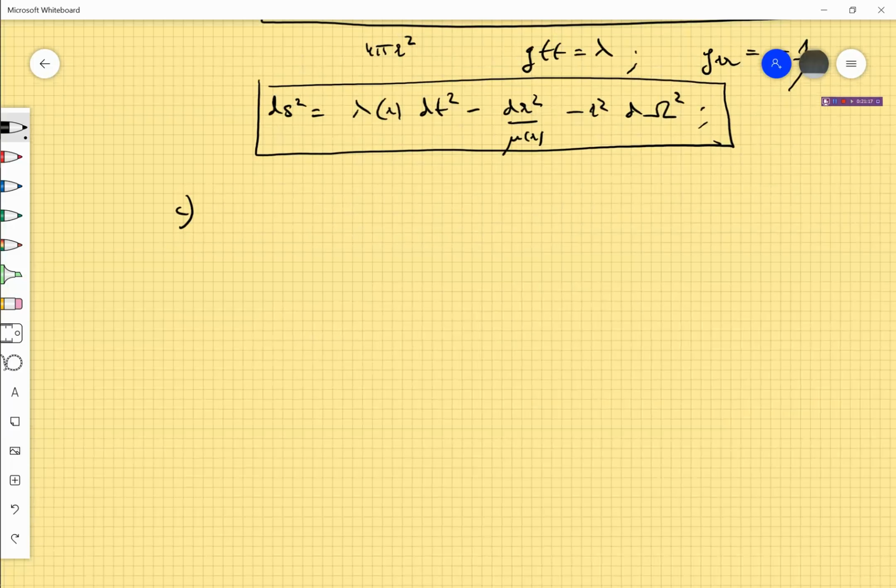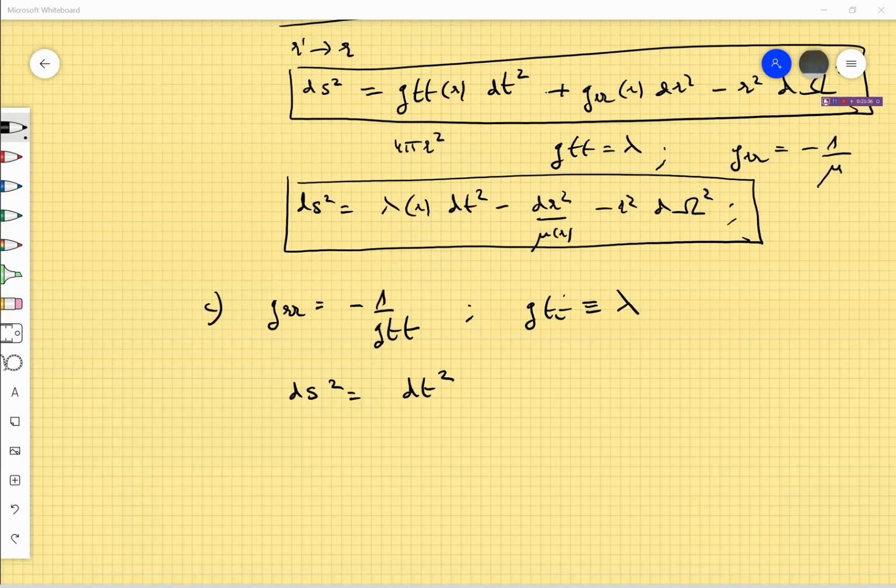And finally, the other thing that we can do is to impose the condition that GRR is the inverse of GTT. So these two components are related in this way. And I'm going to call this GTT also lambda, and the metric takes this form. Lambda dt squared minus dr squared over lambda, and the one that we call r squared of r d omega squared.